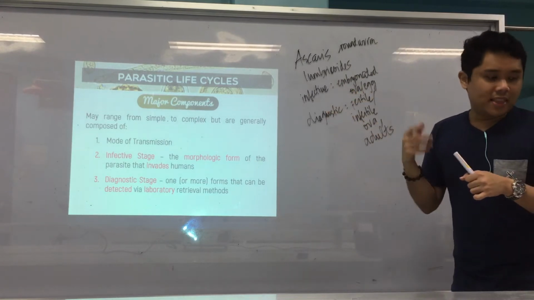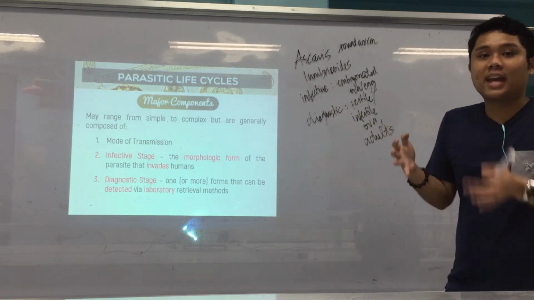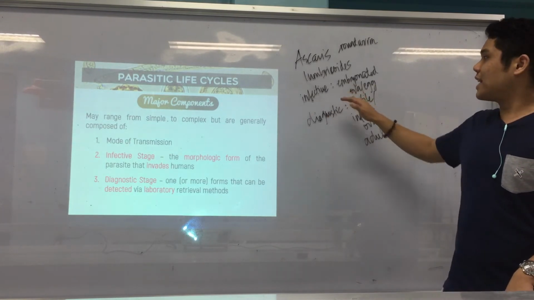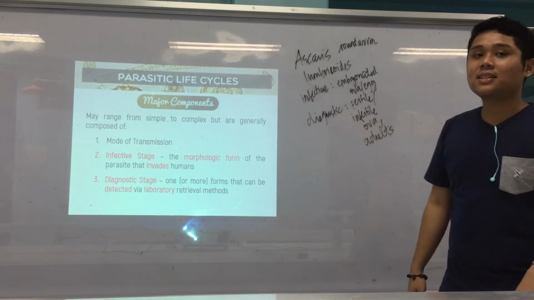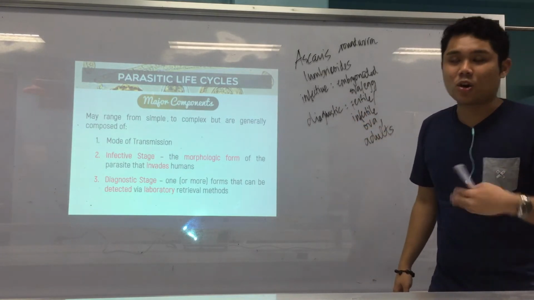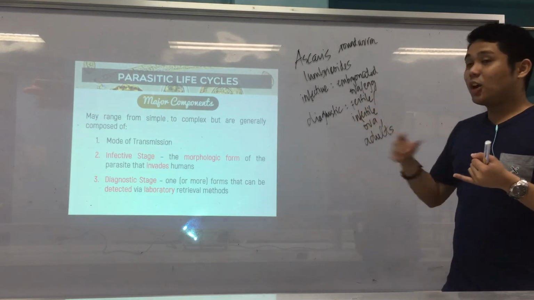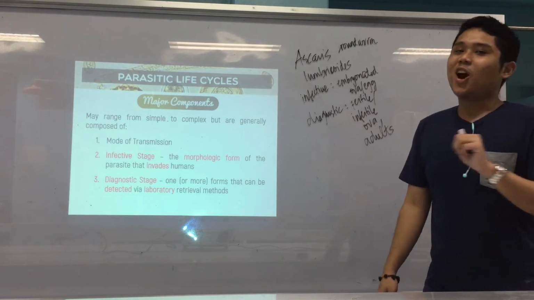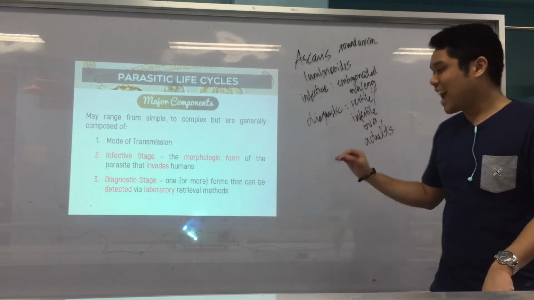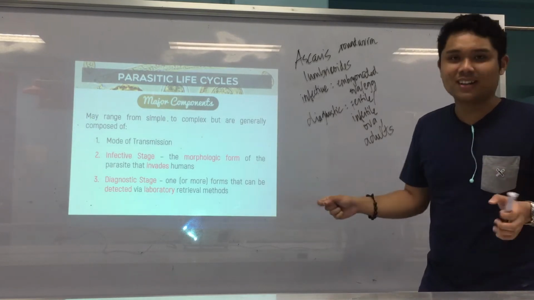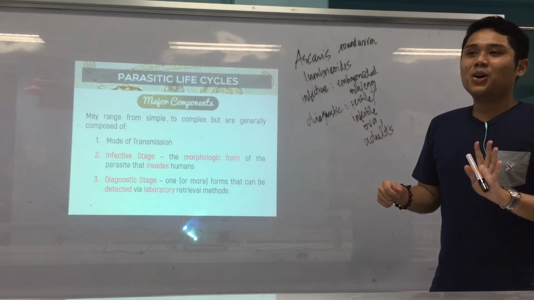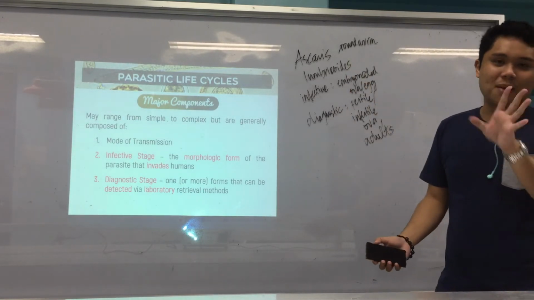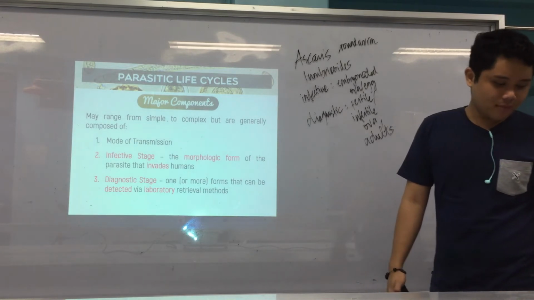So infective, by the name itself, is what the host gets from the environment or from another host: embryonated ova or egg. And the diagnostic stage, meaning what we can see in the lab from a specimen, could be fertile or infertile eggs, or even the adults themselves. Yes, there are specimens that can contain adults, guys. Promise. So that's Ascaris lumbricoides, just one example among the parasites.